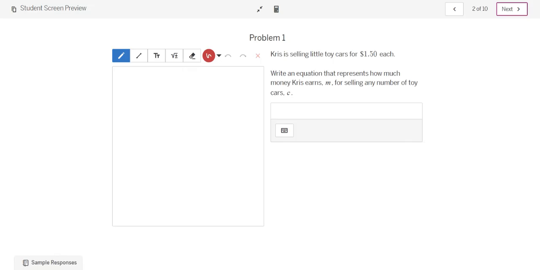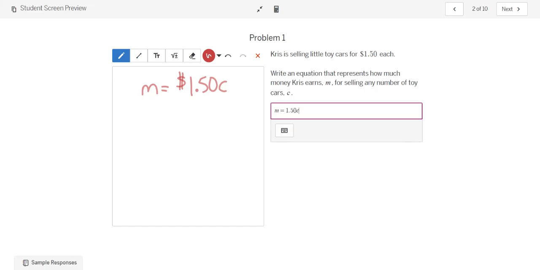It says Chris is selling little toy cars for $1.50 each. Write an equation that represents how much money Chris earns, M, for selling toy cars, C. So M is the amount of money, and if they're $1.50 each, you're looking at $1.50 times cars. You don't need a dollar sign for this one, but you're going to have M equals 1.50 C.